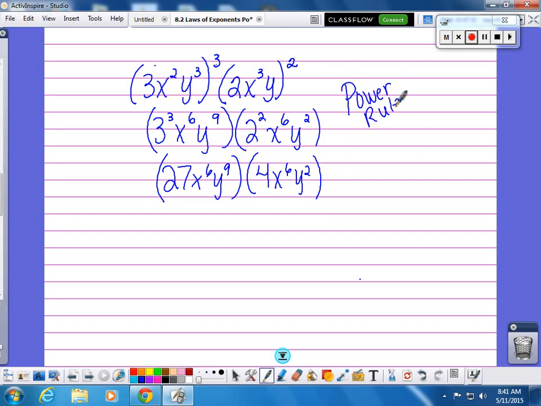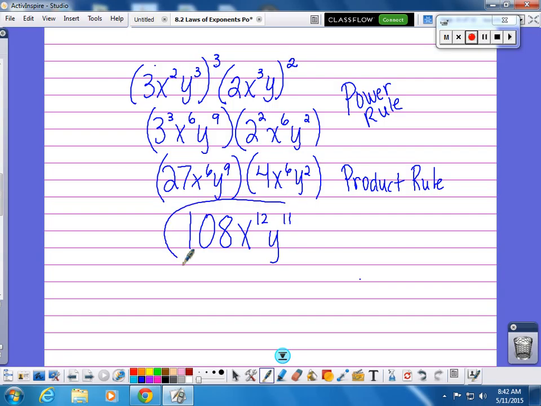All right, now we're going to use the product rule. 27 times 4 is the same thing it always has been. What is it? 108. Alright, x to the sixth times x to the sixth. If we're multiplying the bases, what do we do with the exponents? Add them, right. Y to the ninth times y to the squared, keep the base the same, add the exponents.